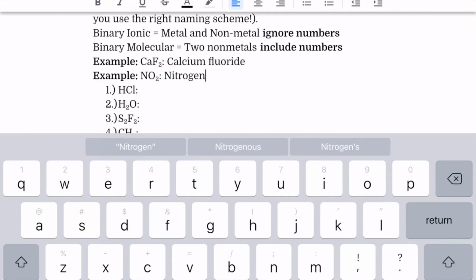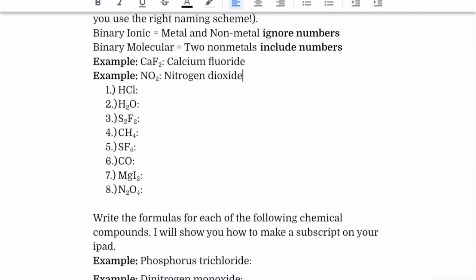So I have nitrogen, and then behind the O I have a 2. So I need to remember what the prefix is for 2, and that is di. So I'm just going to write di. And then oxygen is oxide, so it's going to be oxide. So I have nitrogen dioxide.